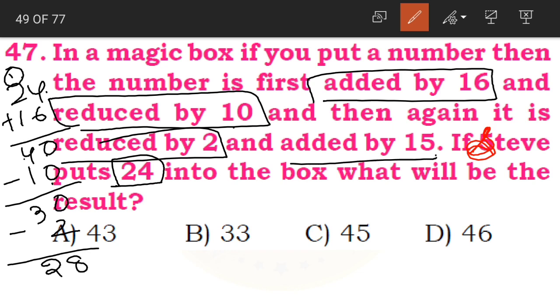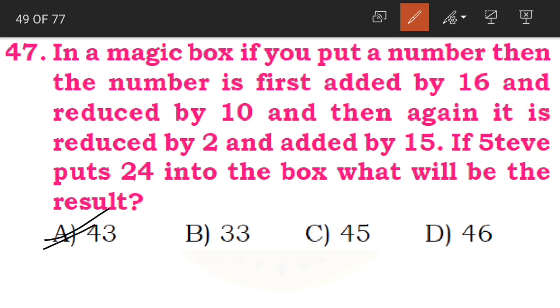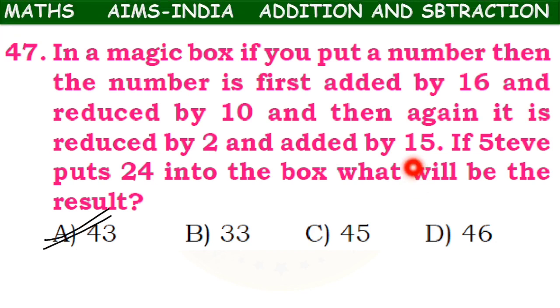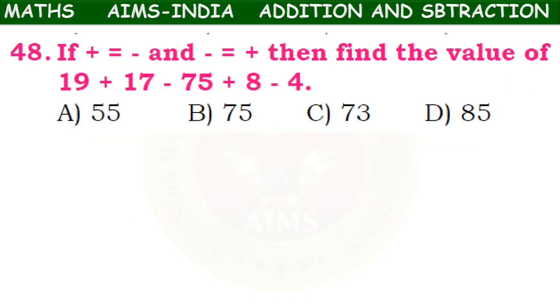And lastly add 15. 28 plus 15. 8 plus 5, 13. 3 carried 1. 1 plus 2, 3. 3 plus 1, 4. What is our answer children? Option A, 43. Understood, right? Just take the number and follow all the steps given. You will arrive at your result.